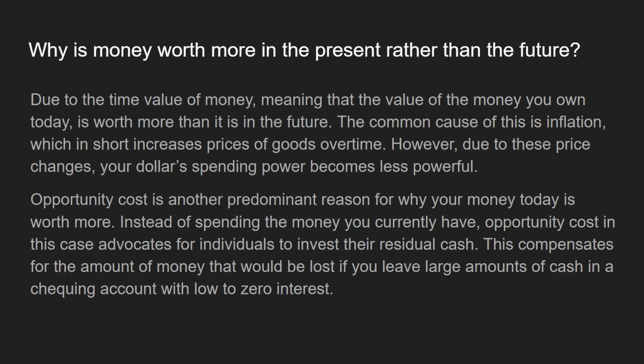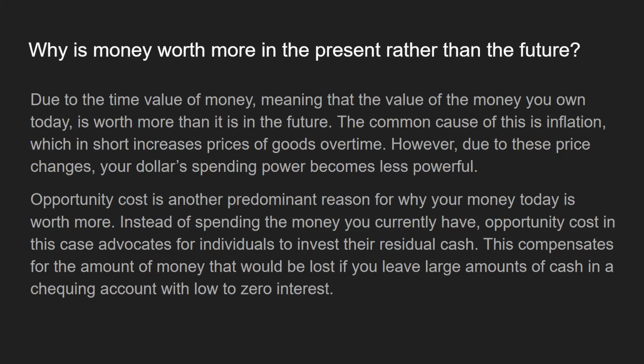However, due to these price changes, your dollar's spending power becomes less powerful. So in a good economy, when inflation increases each year, the dollar you make in a current year is going to become less powerful if you look at it in the future. So that's really the idea of present value.